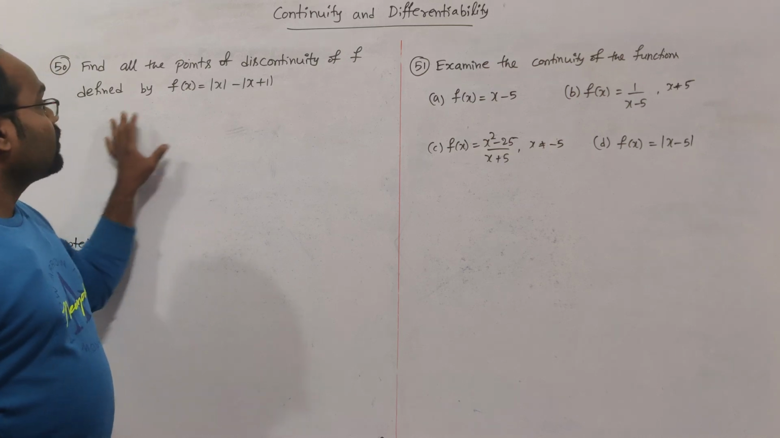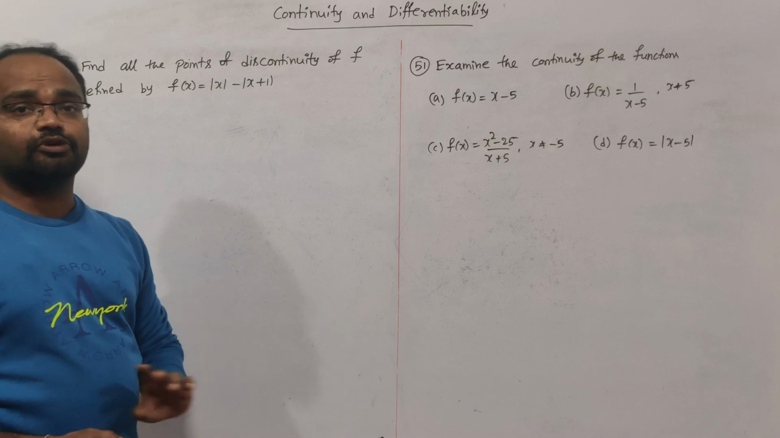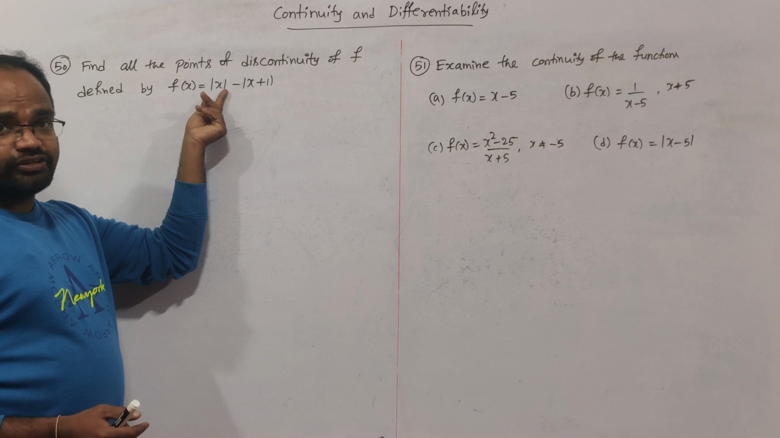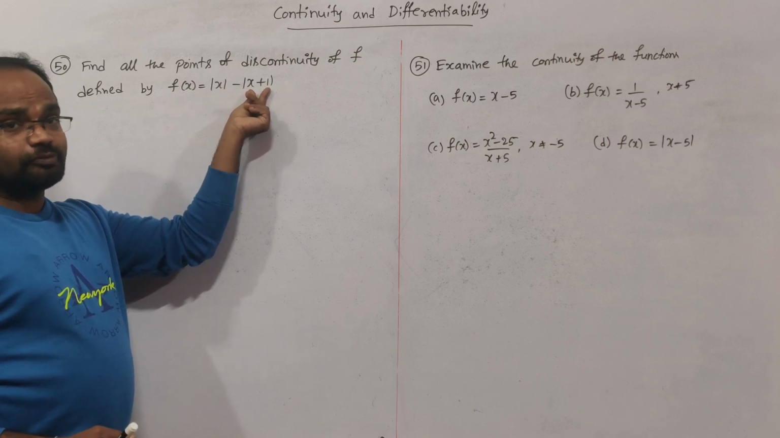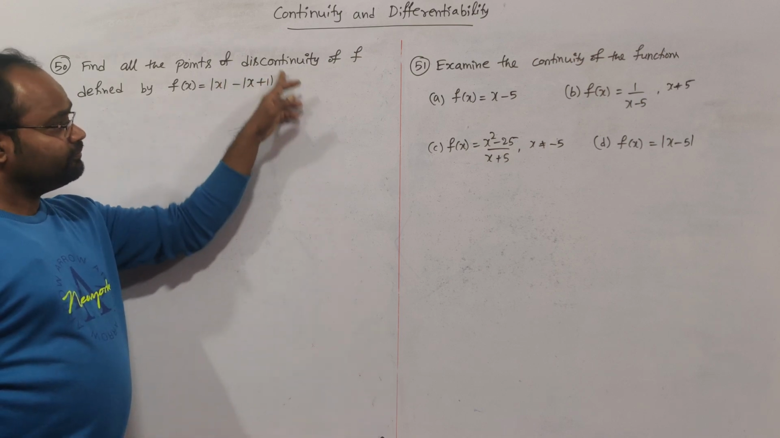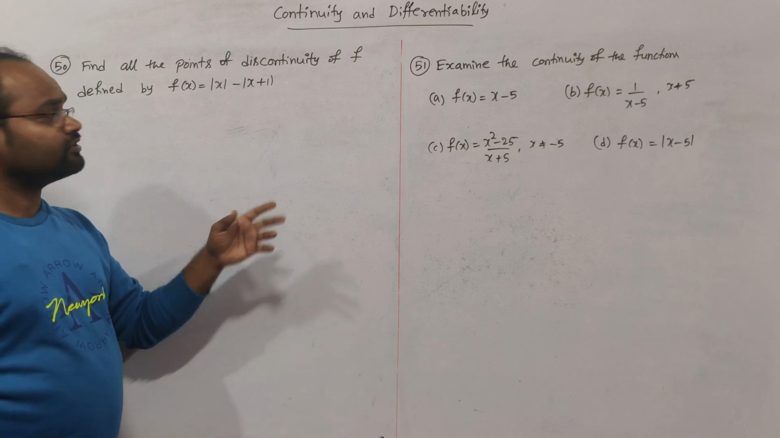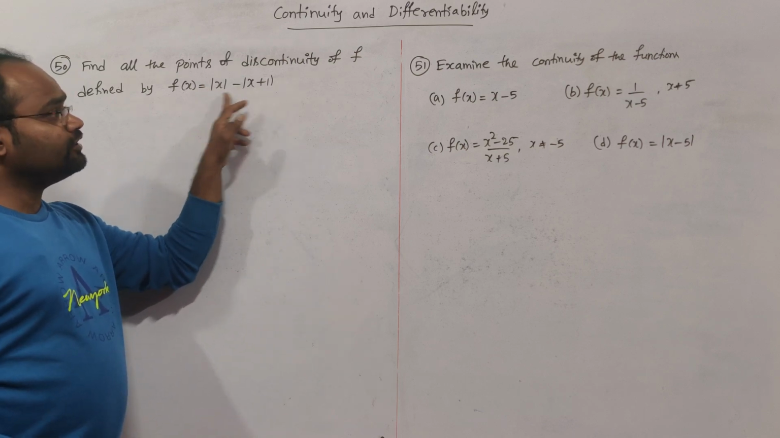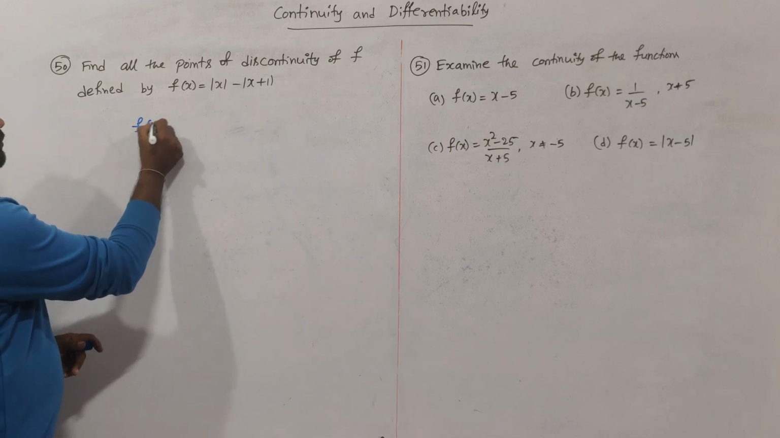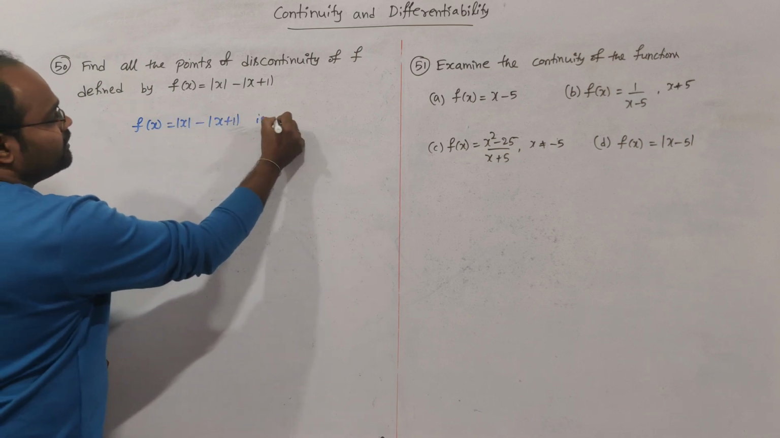Okay, next, find all points of discontinuity of the function f defined by f of x is equal to modulus of x minus modulus of x plus 1. Look here, we proved that mod x is continuous, x plus 1 is a polynomial, continuous. The composition of modulus and x plus 1 will become continuous because the composition of two continuous functions is again continuous. The difference of two continuous functions is again continuous. So therefore f of x is equal to mod x minus modulus of x plus 1 is a continuous function.